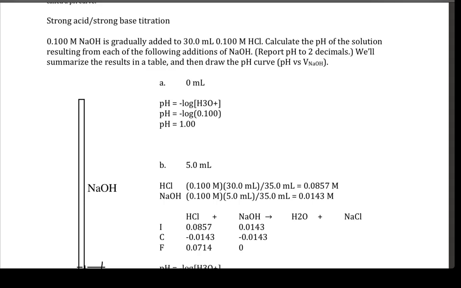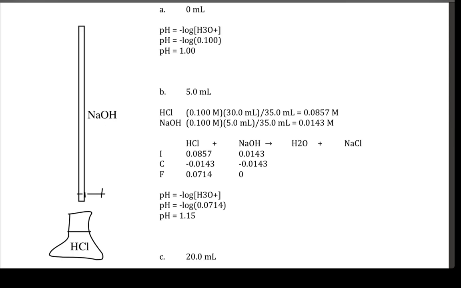So we have in our flask here, our HCl flask, HCl. It's a strong acid, so we can just know that the H3O+ ion concentration is whatever the concentration of the HCl is. It is 0.100 molar, so we take the negative log of that, and we find the pH is, to start with, 1.00.